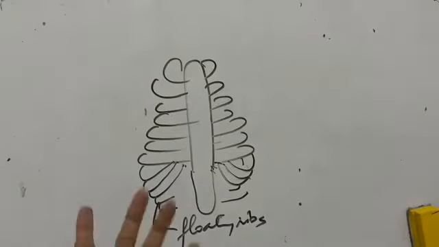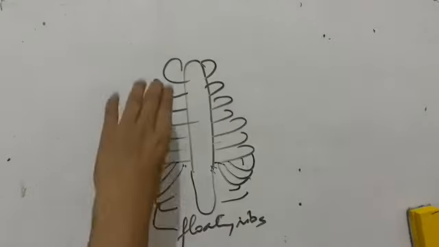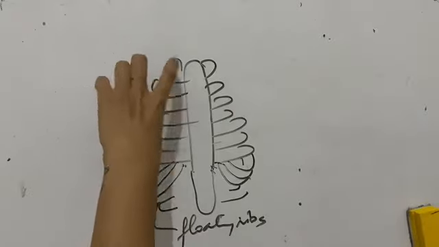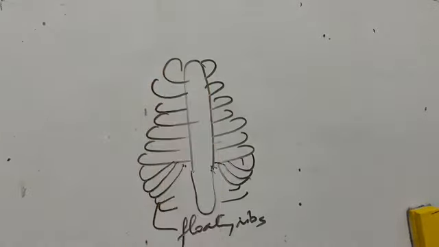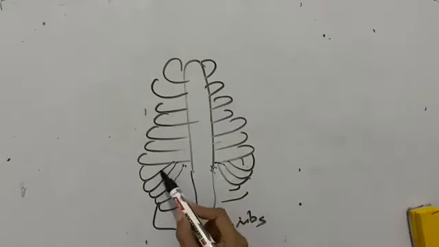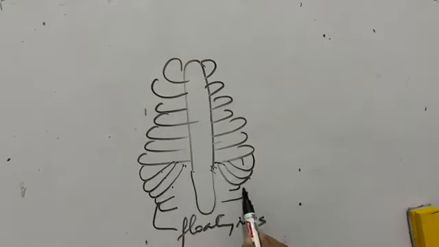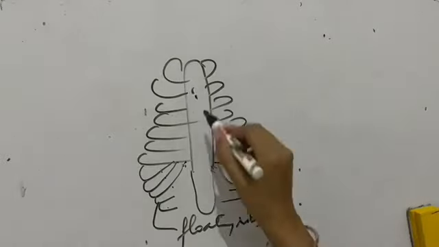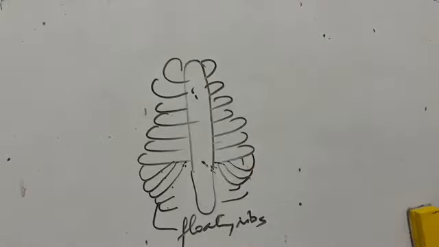So 12 pairs means 24 in total. The first 7 pairs are attached with this chest bone known as sternum. The 8th, 9th and 10th rib, they are attached with the 7th rib, and the last 2 ribs, that is 11th and 12th, they are not attached at all, and they are known as floating ribs. And then is present this big bone, which is known as sternum.